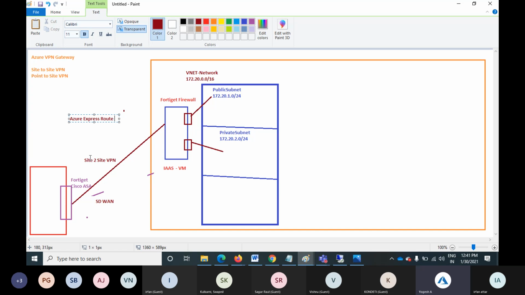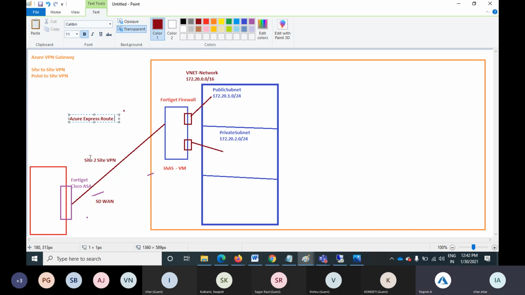You can compare MPLS with your ExpressRoute. MPLS is also dedicated connectivity, in the same way Microsoft is offering ExpressRoute, which is dedicated connectivity with the actual bandwidth you will get. But when you work on site-to-site VPN, you will not get the actual bandwidth or throughput. The throughput completely depends on the speed of your internet.